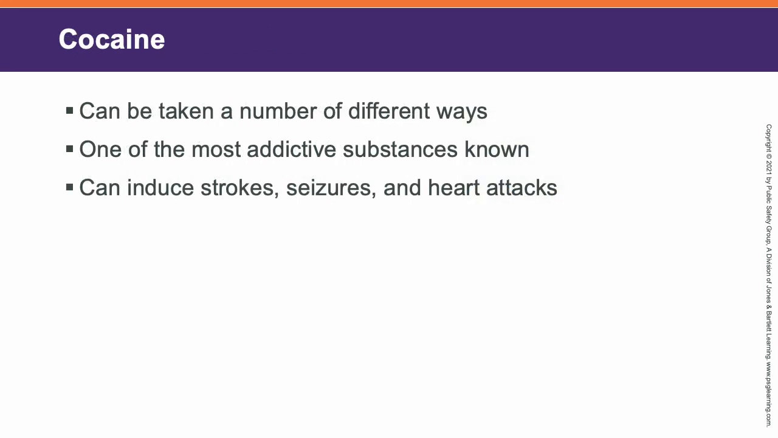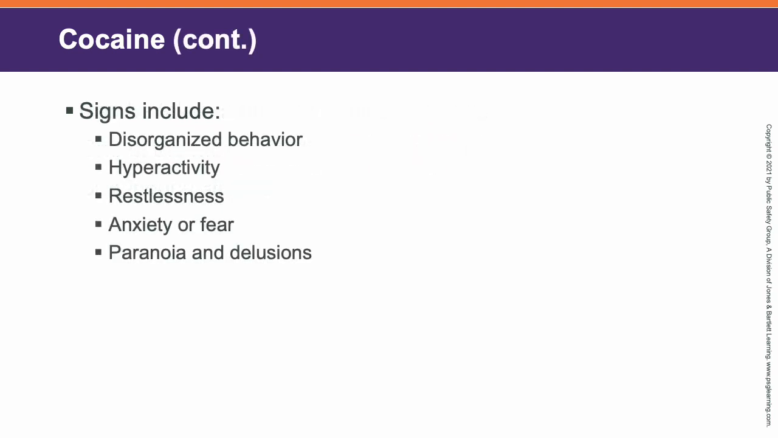So cocaine. Cocaine can be taken several different ways. It can be injected. It can be inhaled. It can be ingested. It is one of the most addictive substances known to man, and it can induce strokes, seizures, and heart attacks. So cocaine is very, very dangerous. Signs of cocaine abuse are disorganized behavior, hyperactivity, restlessness, anxiety or fear, paranoia or delusions. And it doesn't just have to be cocaine. A lot of these symptoms can go for different types of stimulants.